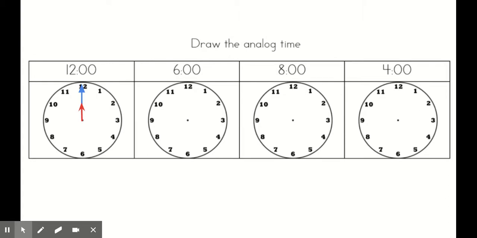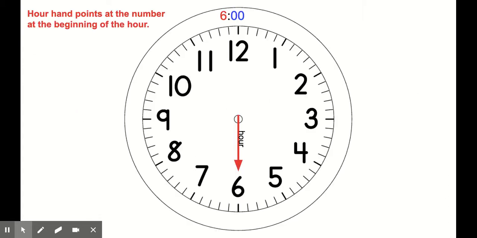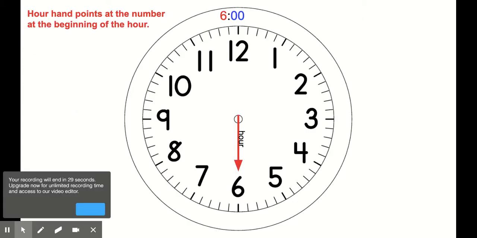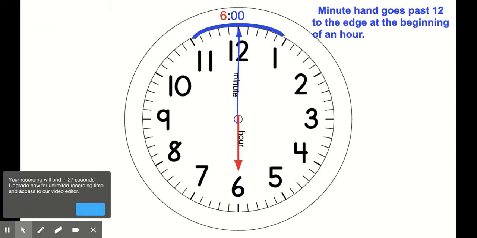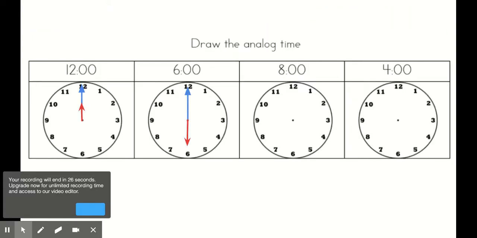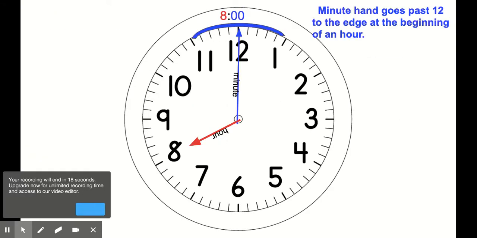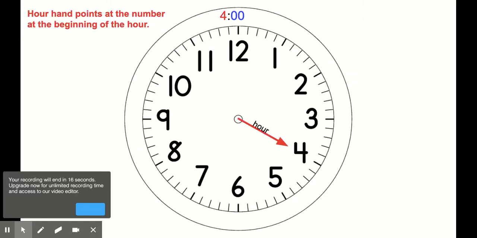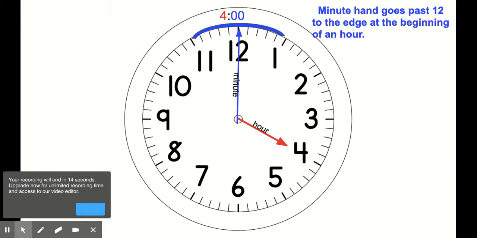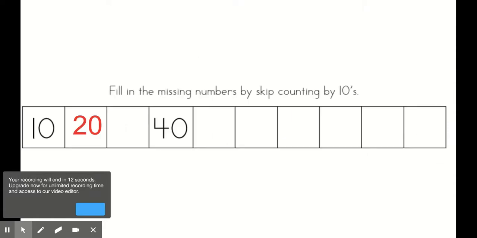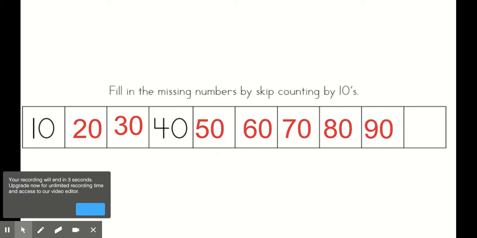So then label your clock. 6 o'clock, you have your hour hand pointing straight at the 6, your minute hand straight up. Label that on your clock. 8, the hour hand will be pointing at 8, the minute hand straight up. And 4, the hour hand pointing at 4, the minute hand straight up. Then you have some counting by 10s, 10, 20, 30, 40, 50, 60, 70, 80, 90, 100.